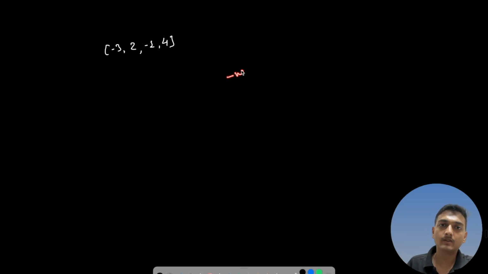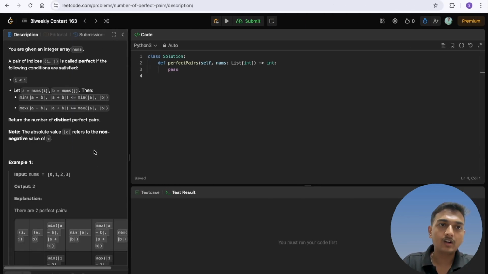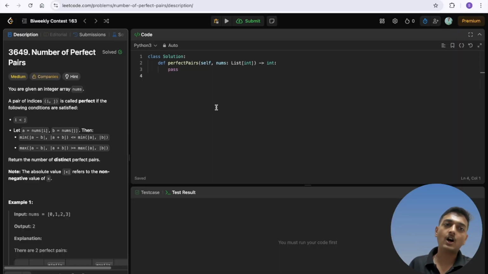So this is the first thing: my array can contain negative numbers as well as positive numbers. First of all, I would try to think about how much these negative numbers can impact my solution. When I was thinking of this solution, I tried a lot of examples to see how the negative and positive numbers relate.